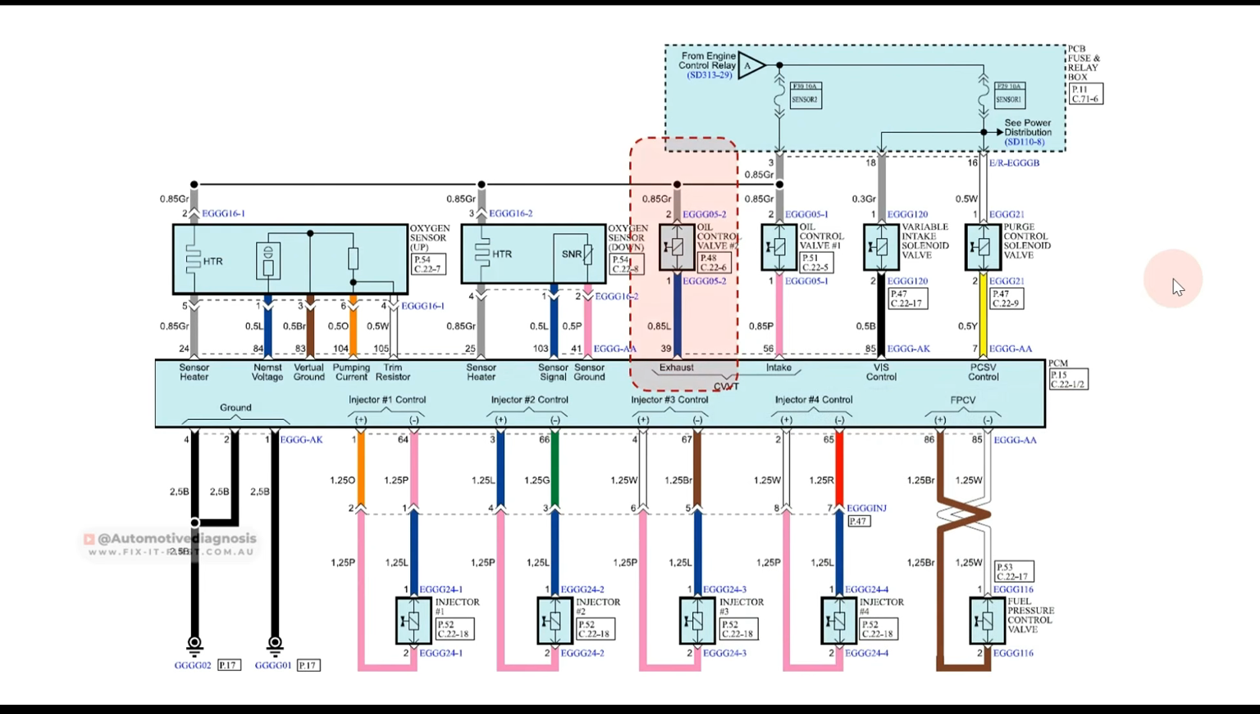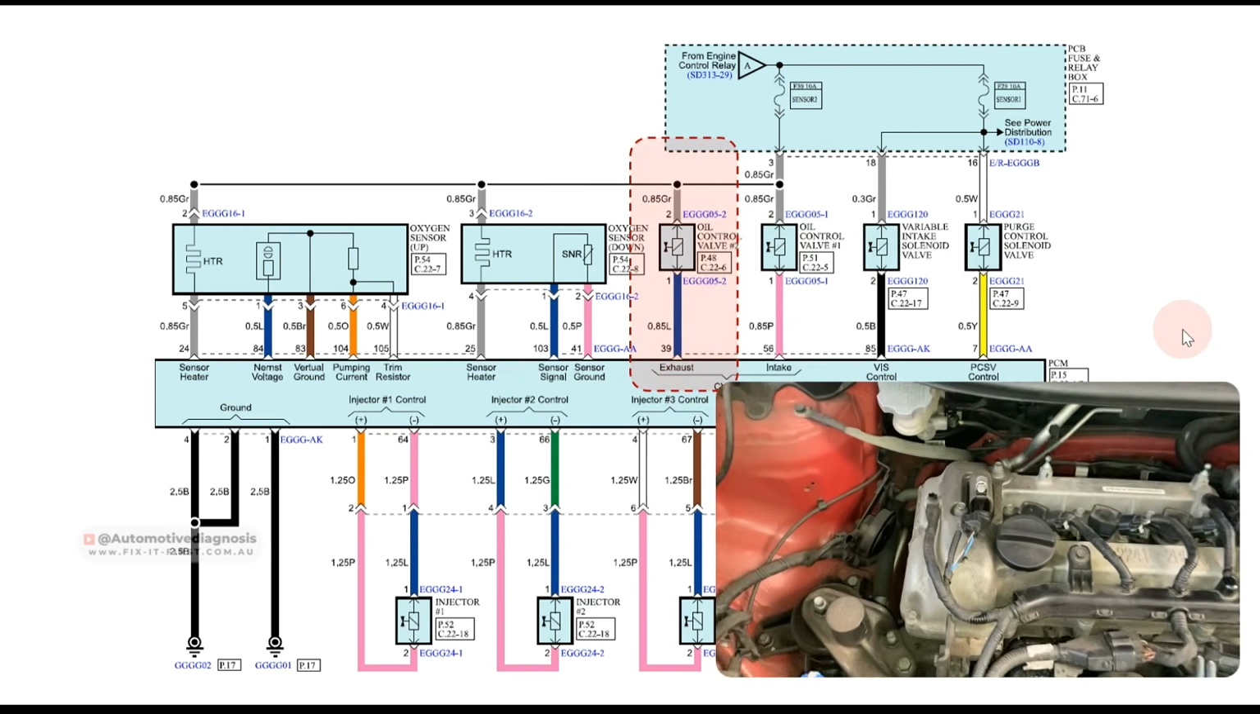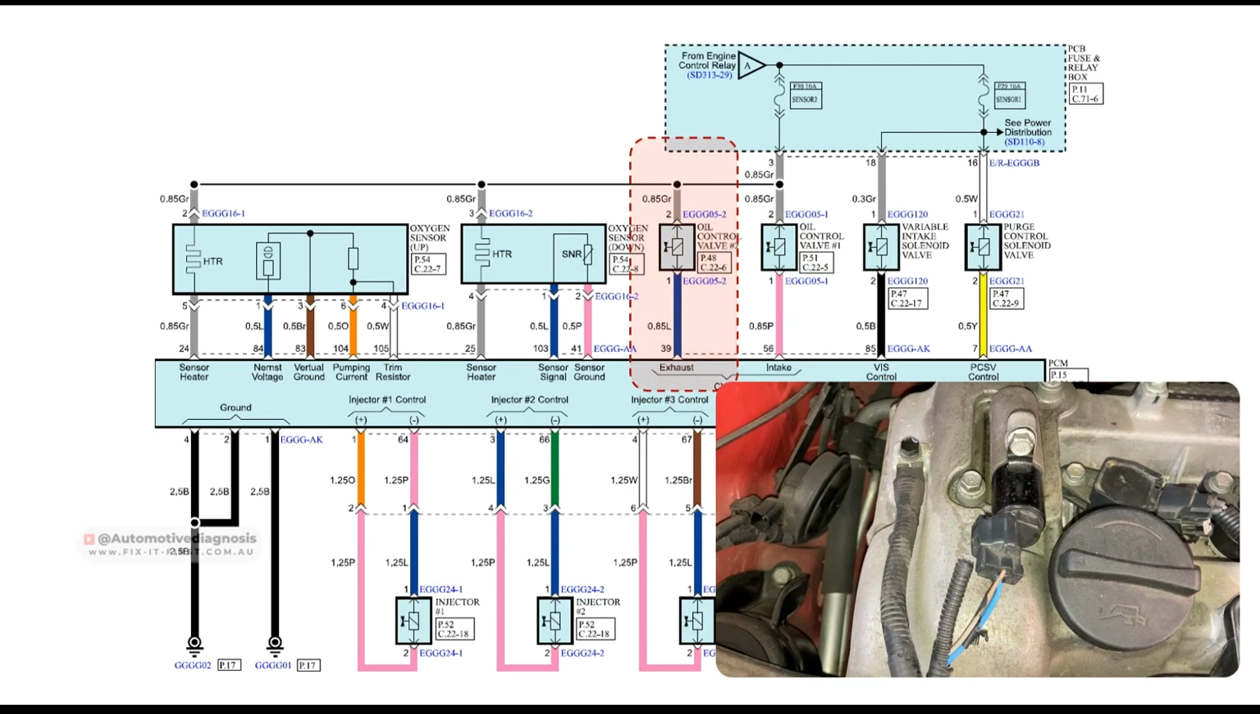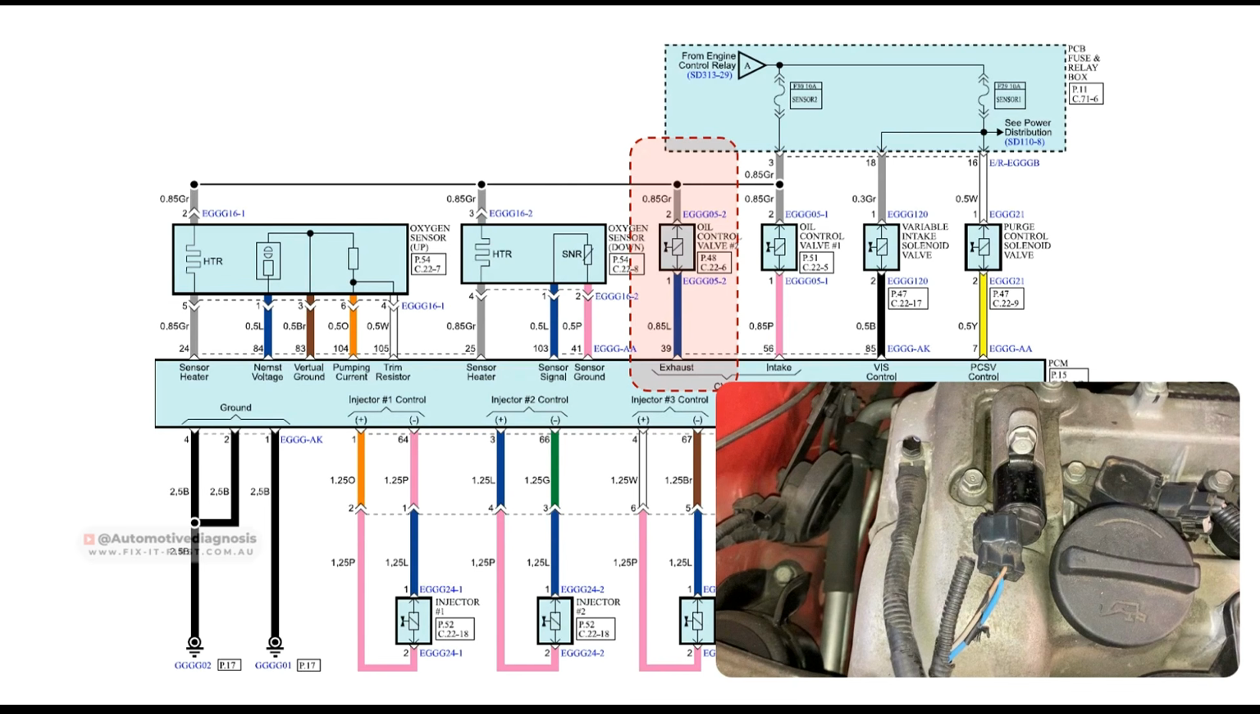And the exhaust control valve, which is marked here as number 2, this is the oil control valve, which is mounted right here at the top. This is for controlling the exhaust VVT. Very same thing for controlling the exhaust camshaft timing when the engine is running.